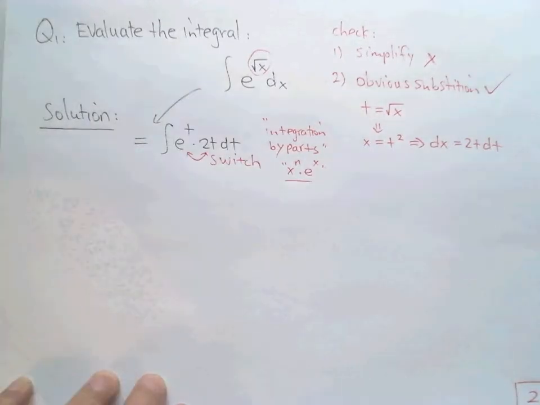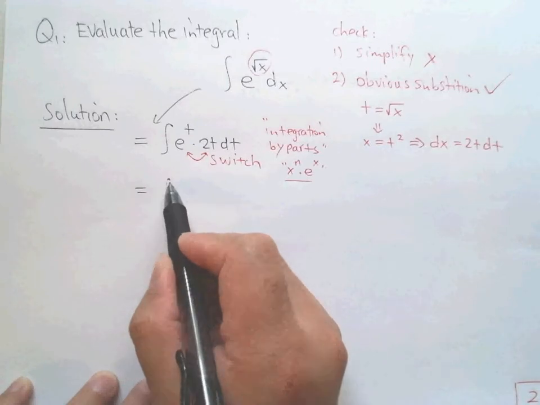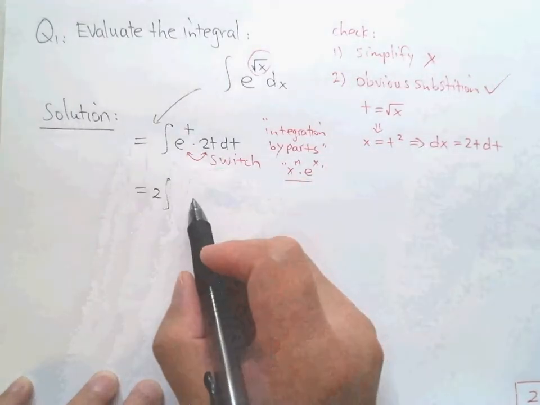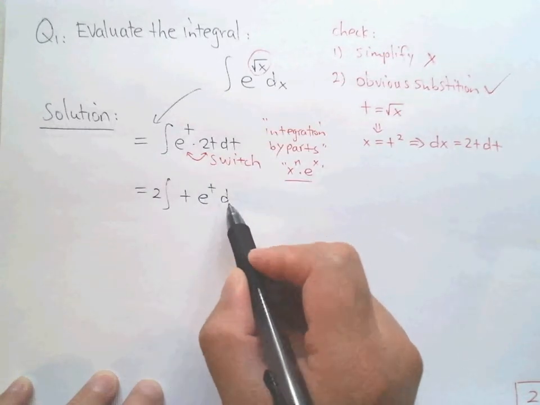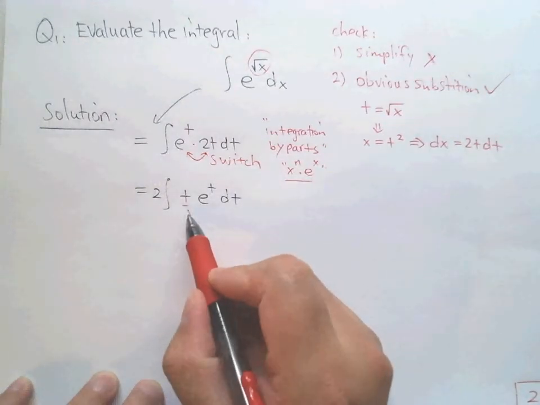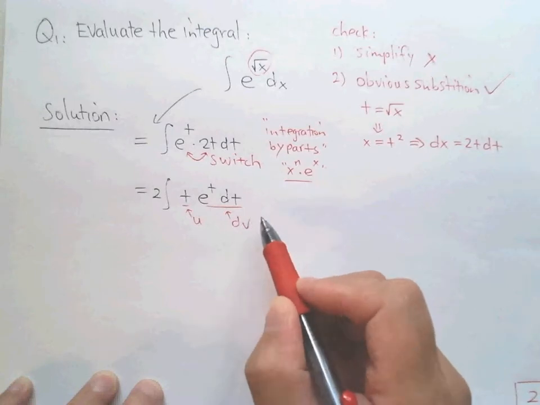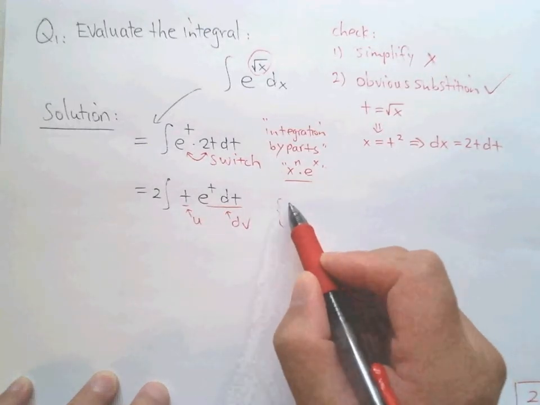Okay, and then look at it. If I switch, what do I get? Of course, I will pick out the 2 and factor it out, and then t goes here, and then e^t goes here, and then dt. Okay, you know how to set up, right? And these are set up as u, so this big term is set up as dv. I mean we need to set up in this.